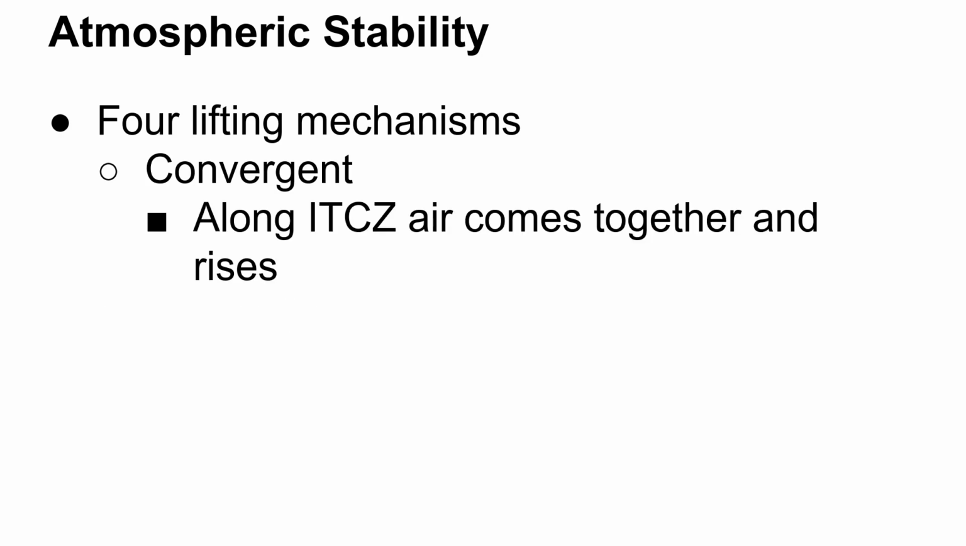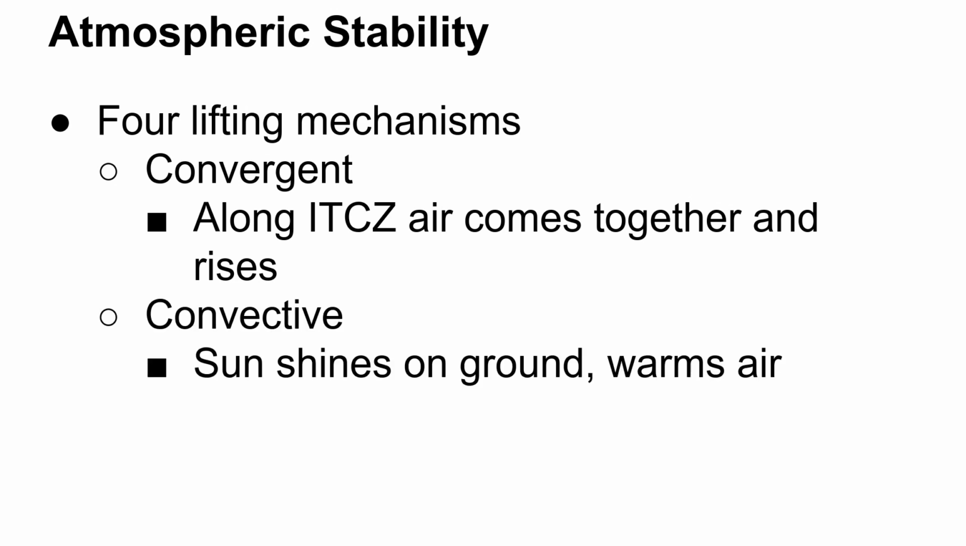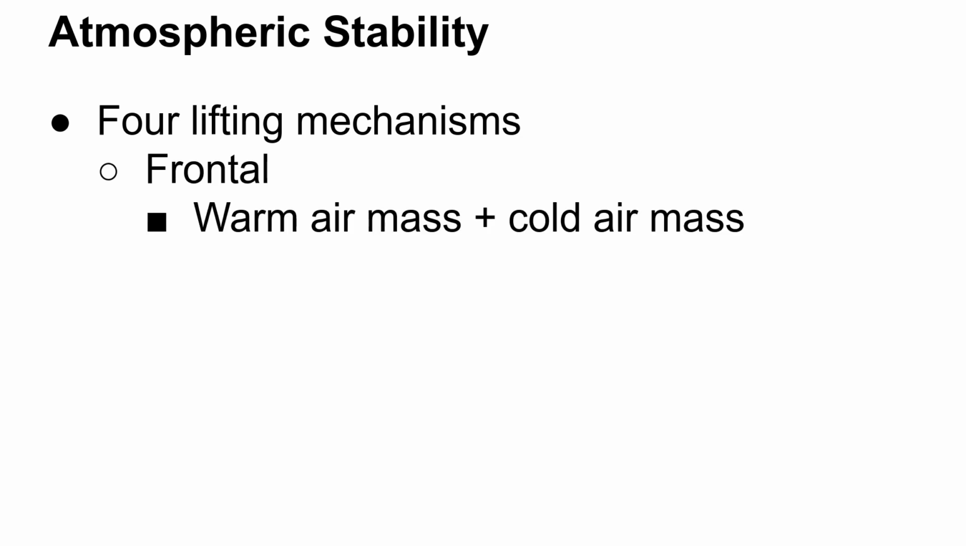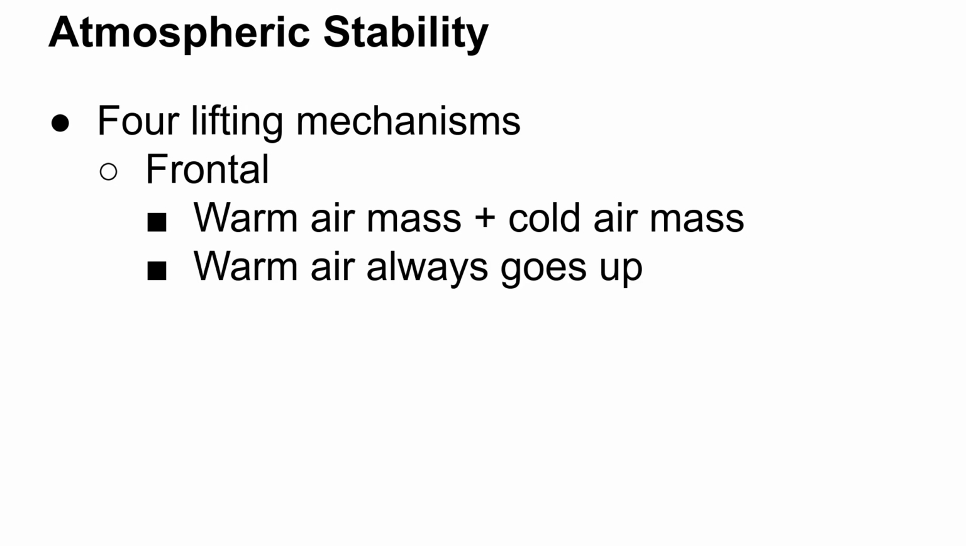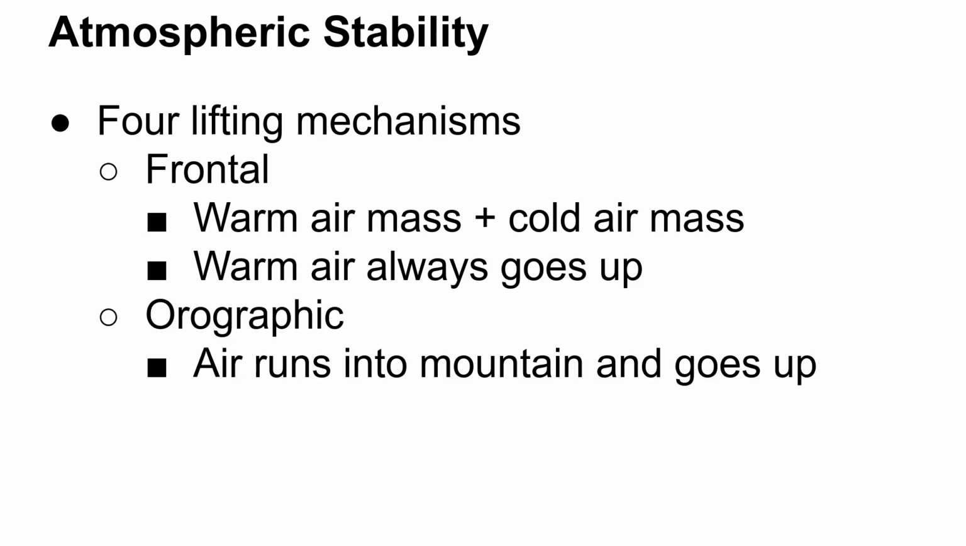So convergent lifting along the ITCZ, air comes together and rises. Convection, sun shines on the ground, warms air. We've got frontal, a warm air mass and a cold air mass. The warm air mass always gets lifted up. Always, always, always. And then we've got orographic, air runs into a mountain, gets lifted up.